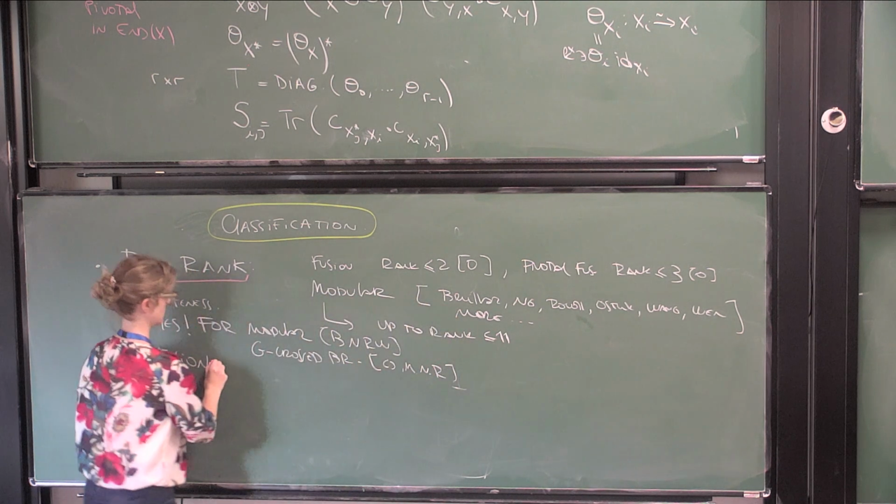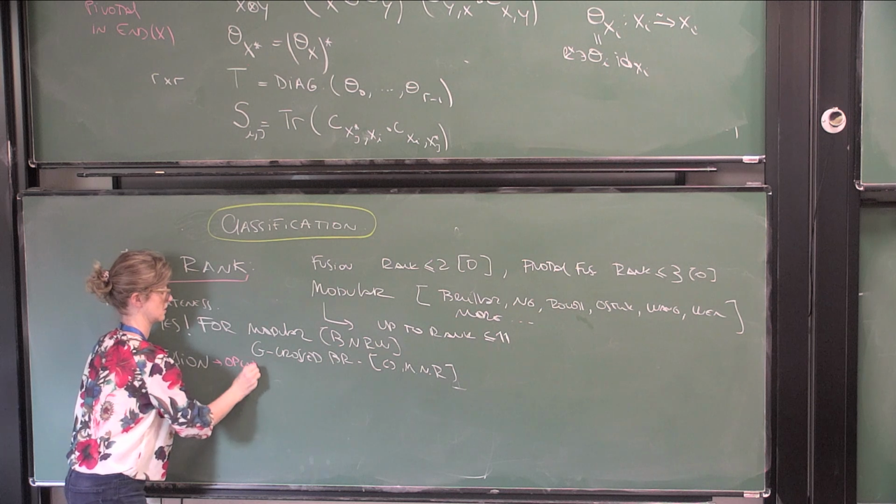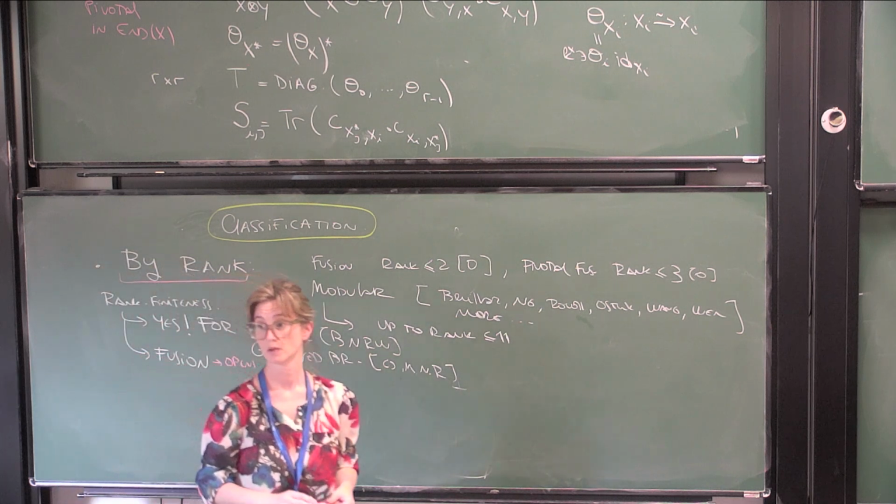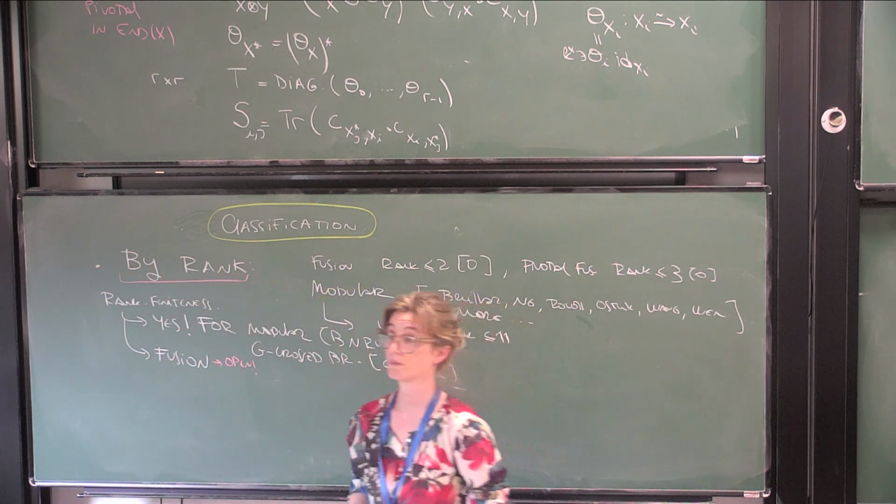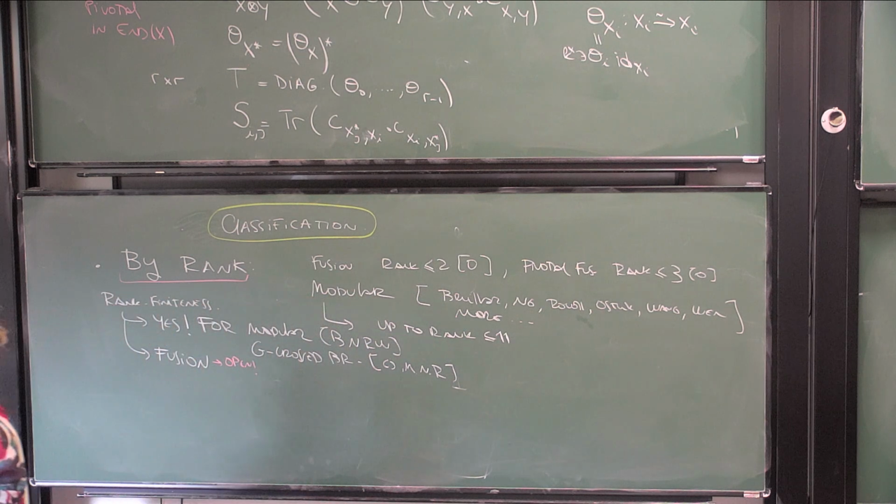Julia? Yes. Do you still assume in the G-crossed case that the trivial sector is modular, or? No, braided. Only braided. I'm not saying G-crossed modular, only G-crossed braided.